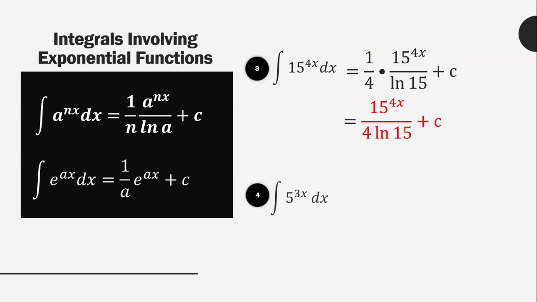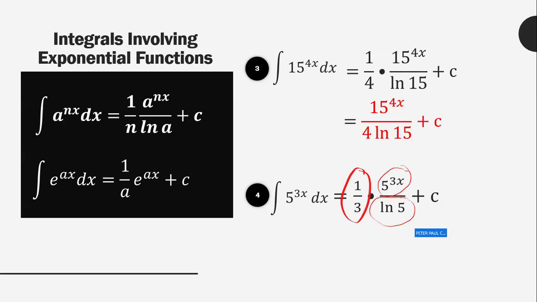Let's have the fourth example. The integral of 5 raised to 3x dx. So that becomes 1/3. That's 1 over n. Then we copy a raised to nx, which is 5 raised to 3x. Then we get ln of a, which is ln of 5 plus c. So I hope you can follow.